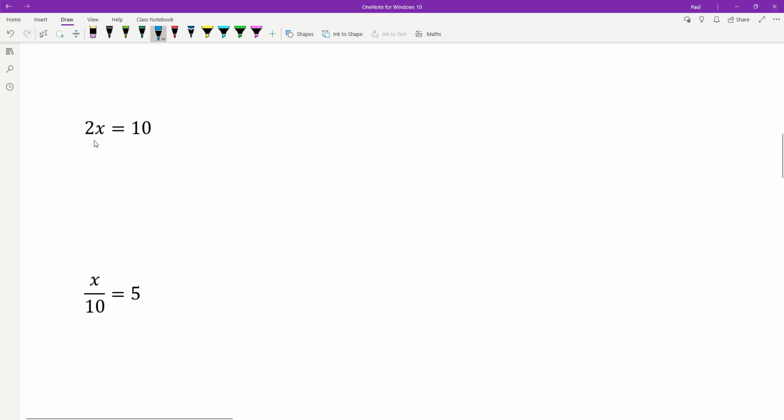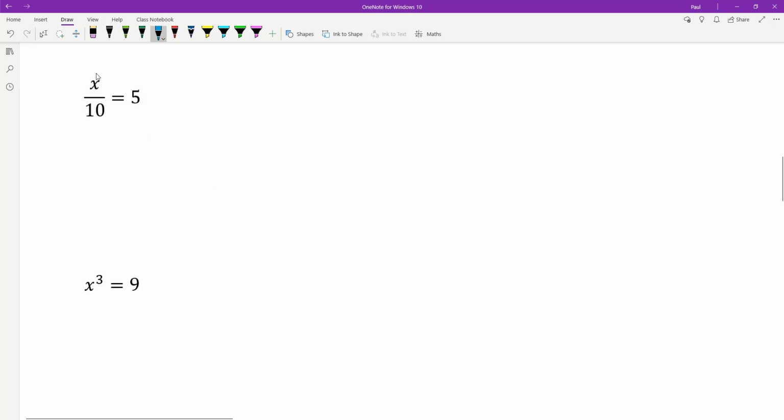In the next one, I want x and I want to get rid of that 2. Now because the number is sitting next to the letter, those are times. What is the opposite function of times? It's divide. So the next line here will be x is equal to 10 divided by 2. X will be equal to 5.